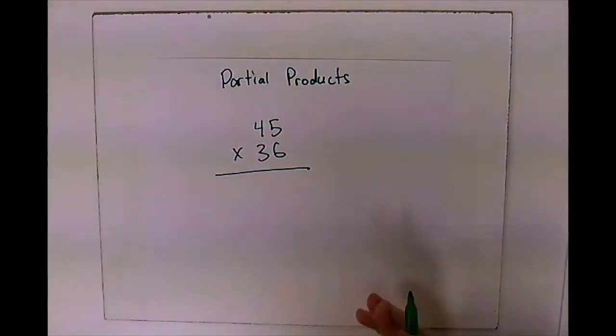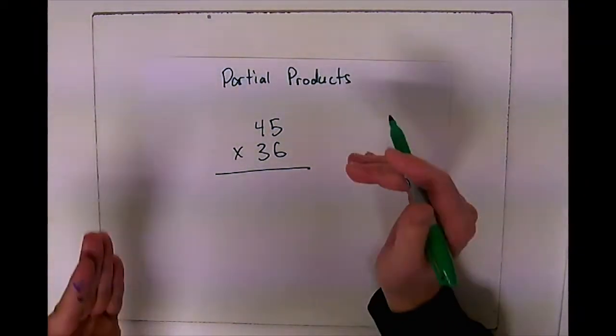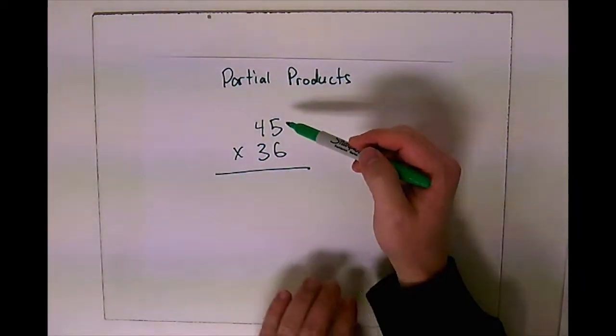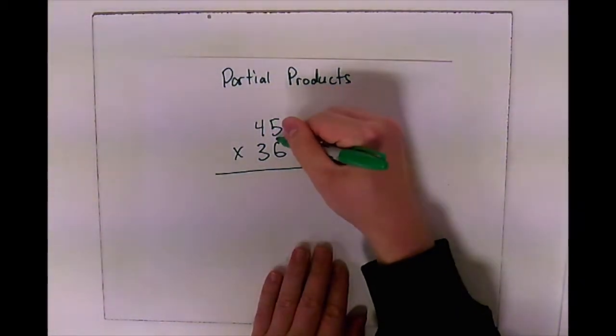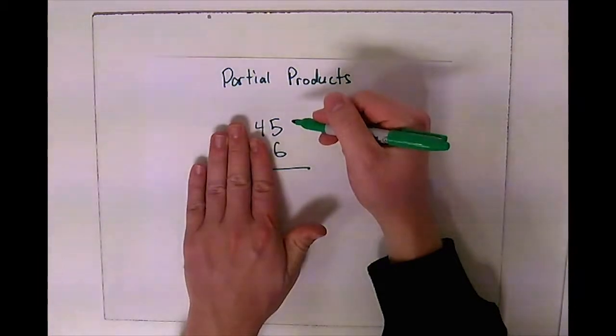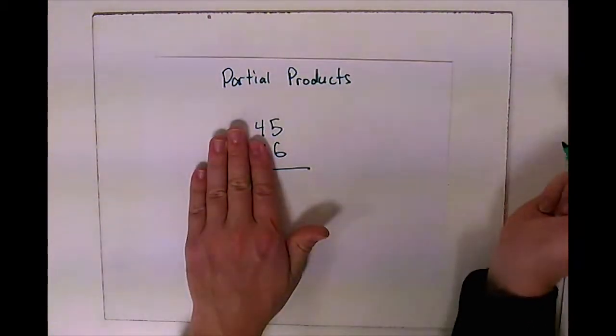In order to do partial products, you have to look at those as expanded numbers. You have to look at them according to their place value. So you're going to start with the ones, like we always start with. Just forget about this 3 for right now. We've done problems like this before.